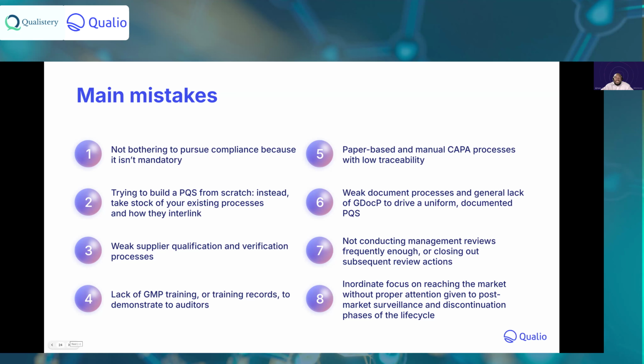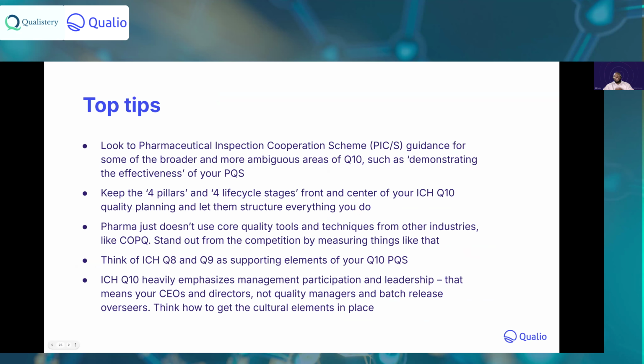All of these mistakes essentially have one thing in common, and that is that they will weaken your quality system, and they will increase your risk of regulatory action. So the good news is, if you know these mistakes, you can avoid them. Again, the mistakes should be as much of a help to you as successes. So now let's talk about some of the top tips that you can use to implement Q10.